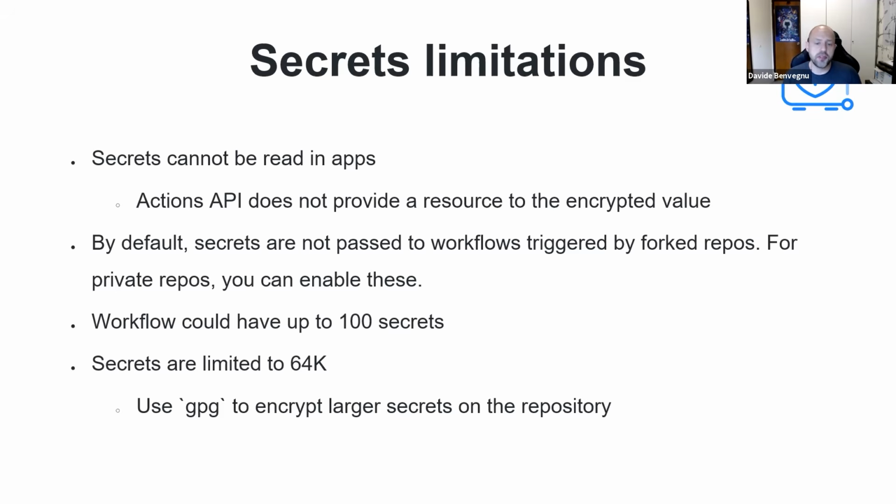The secrets are not passed to the workflow if you're executing them in a forked repo. Basically, if you fork the repo, you're not forking the secrets. You can enable this for private repos, but it's a bit of a stretch because you probably want to have different secrets for forked repos. This is why by default this is disabled, but if you want, you can enable it. But for public repos, secrets are not forked, basically.